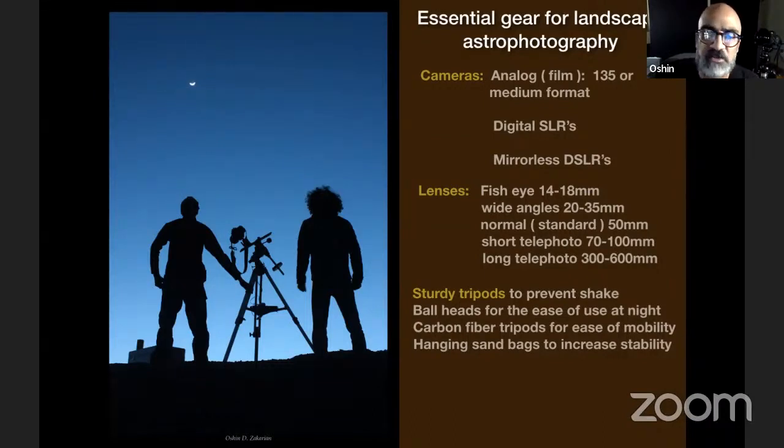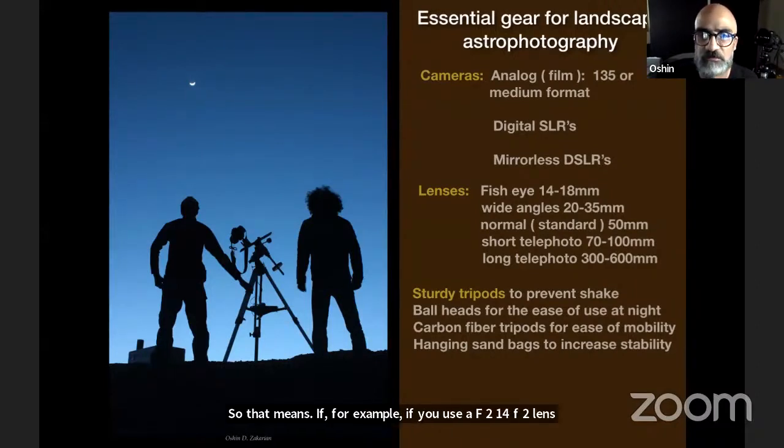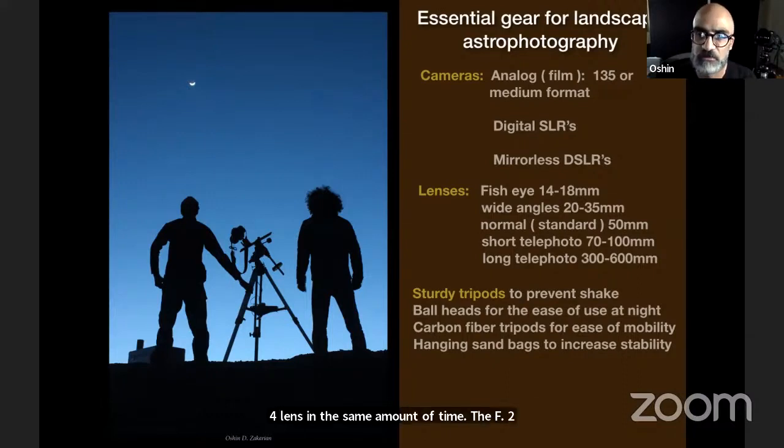So Vachik is asking what the difference is between fast and slow lenses. The fast lenses can capture the same amount of light in a shorter time. That means if, for example, you use a 14 millimeter f2 lens versus a 14 millimeter f4 lens, in the same amount of time the f2 lens can capture twice as much data and more detail in the sky.